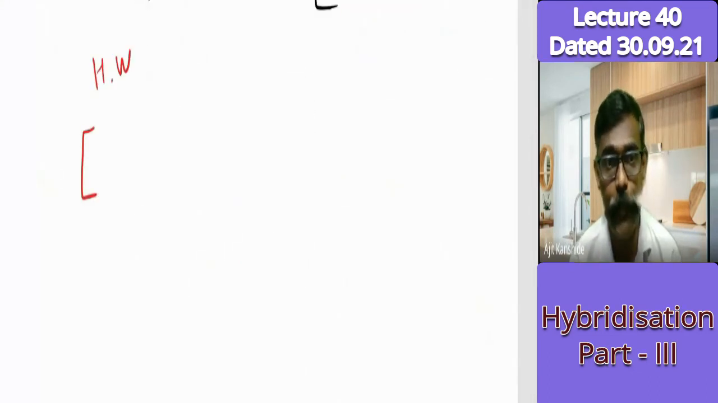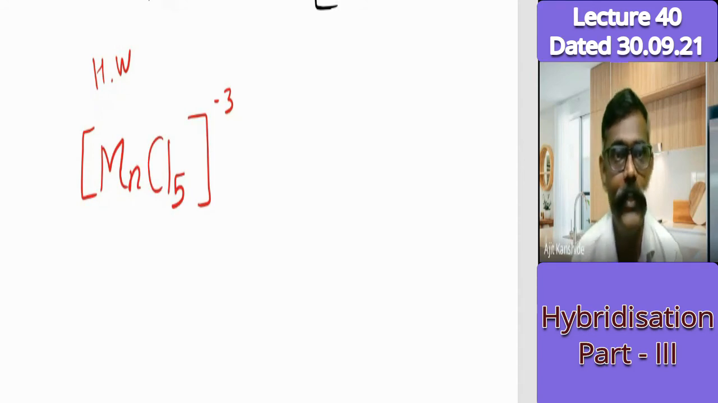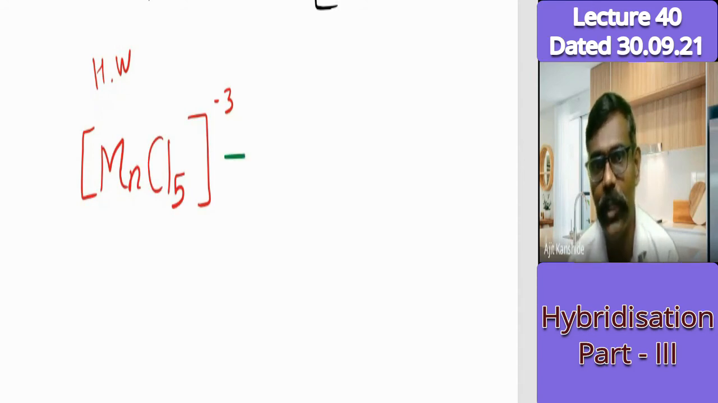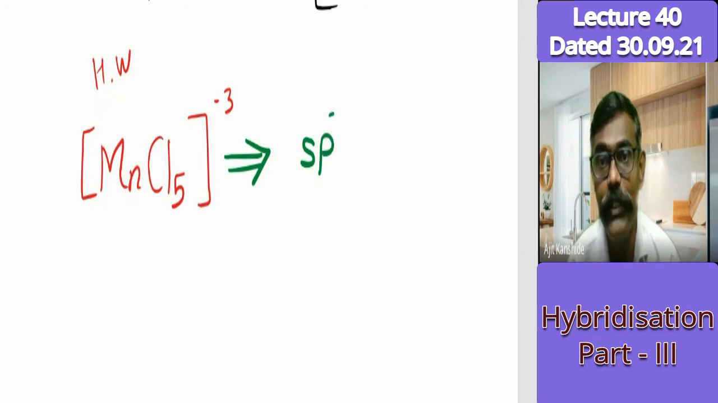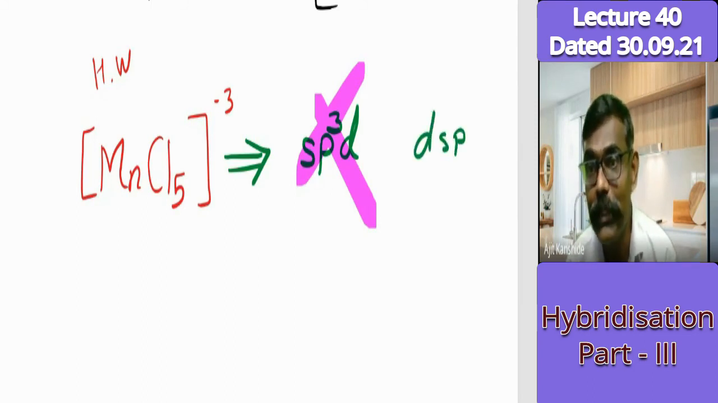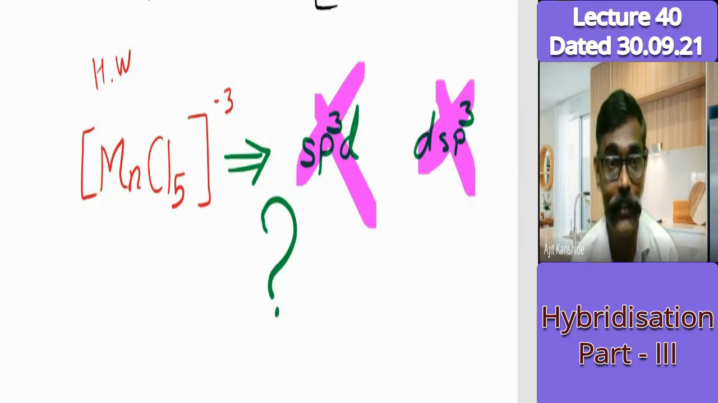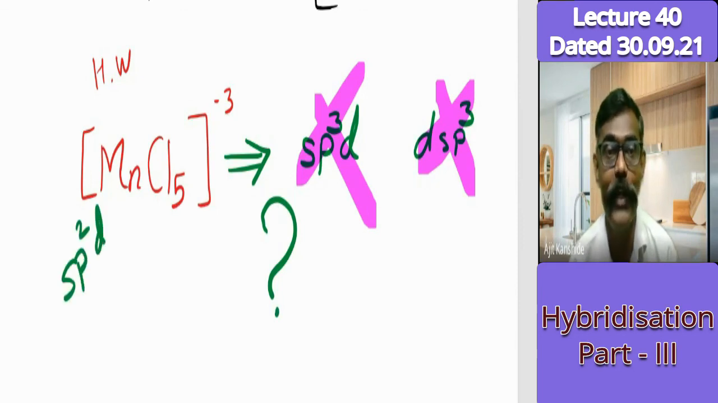One complex I give as an example is of manganese, MnCl5 3-. You have to find the hybridization involved in this MnCl5 3-. Total 5 bonds are there. So one may think it can be sp3d hybridization, which it is not. One will say it may be sp3 hybridization. This also is not. Then you have to find out which is the actual hybridization.